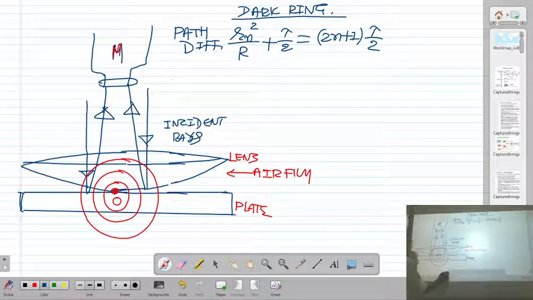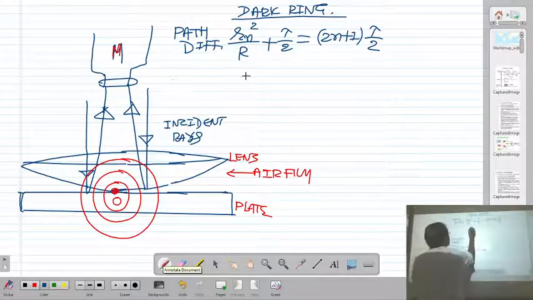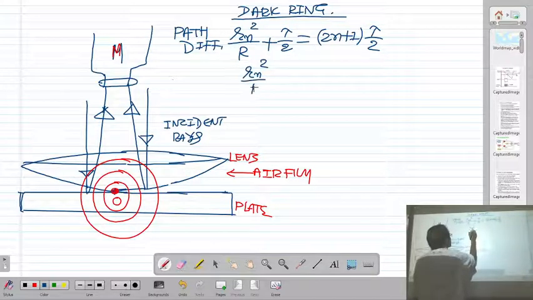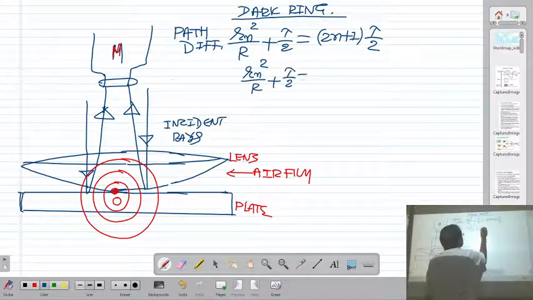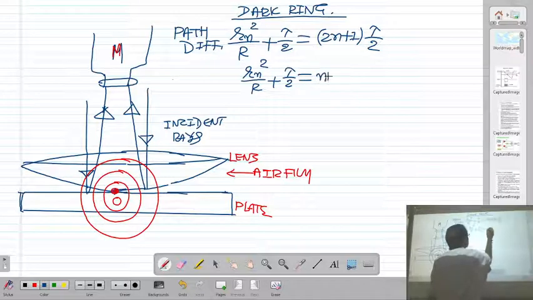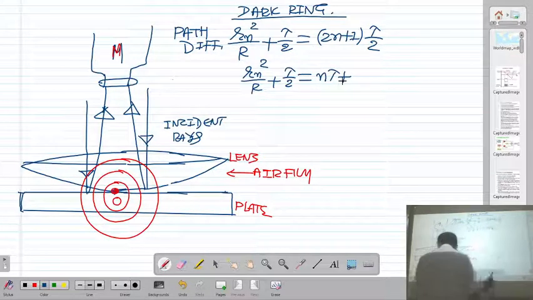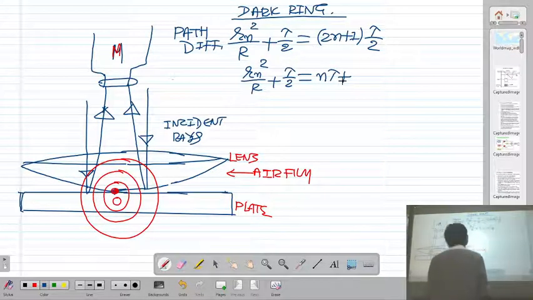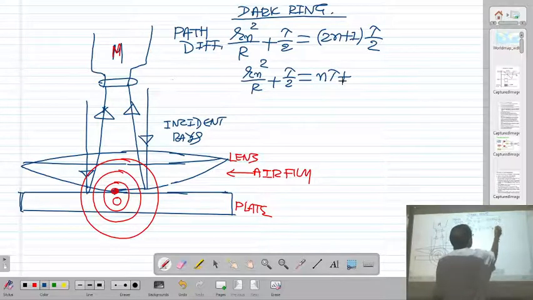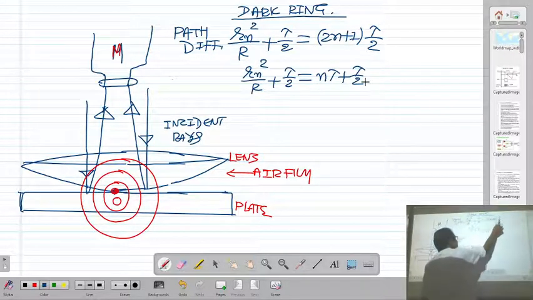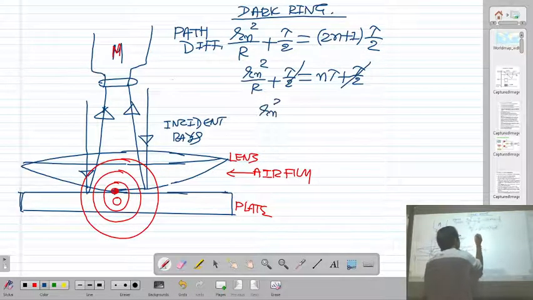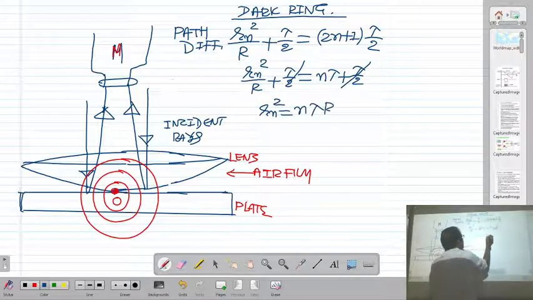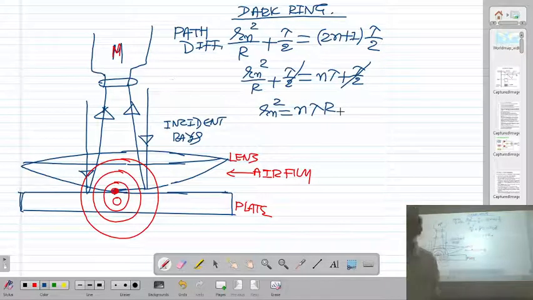Now, to simplify this, you will get Rn square upon capital R plus lambda by 2 is equal to 2n into lambda by 2, which is n lambda, plus 1 into lambda by 2, which is lambda by 2. So the lambda by 2 terms cancel, and Rn square is equal to n lambda upon... so this equation gives the radius of the nth order dark ring, right? This thing we have already discussed.